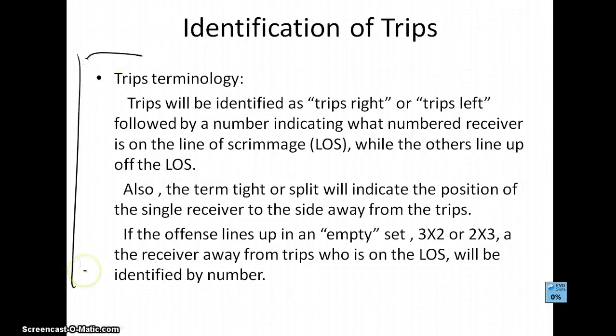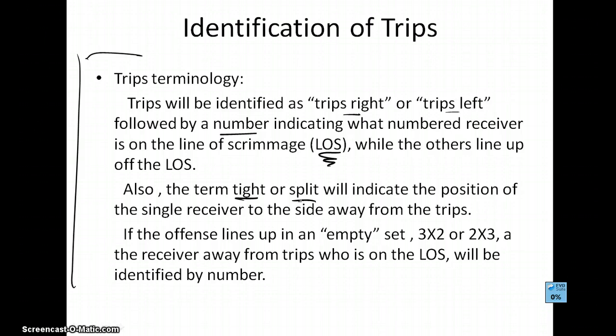Now, here's how we're going to identify trips, and this is an important thing that we want you to understand. So let's talk right now and see if we can figure this out. Trips will be identified as trips right or trips left, and it'll be followed by a number indicating what numbered receiver is on the line of scrimmage, here identified as the LOS.